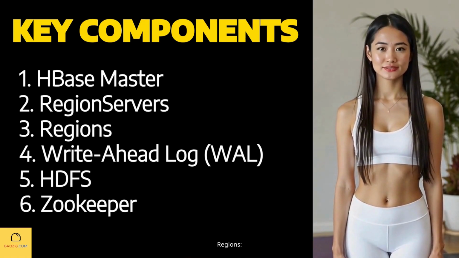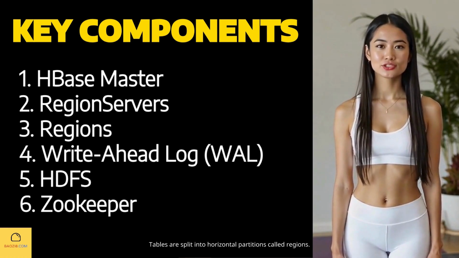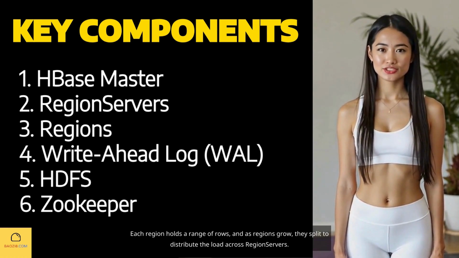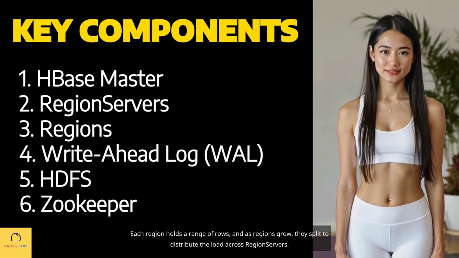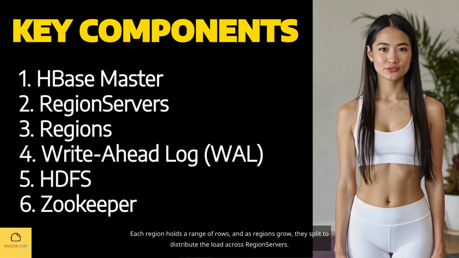3. Regions. Tables are split into horizontal partitions called regions. Each region holds a range of rows, and as regions grow, they split to distribute the load across region servers.